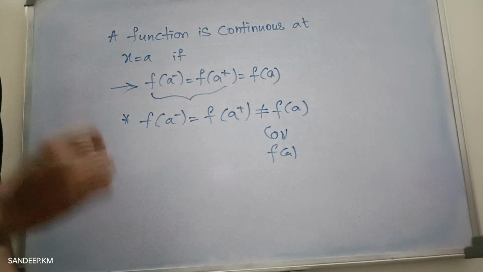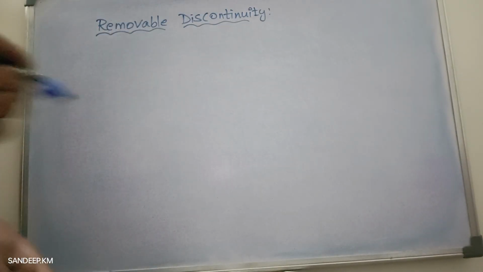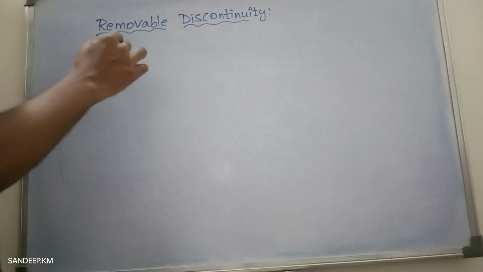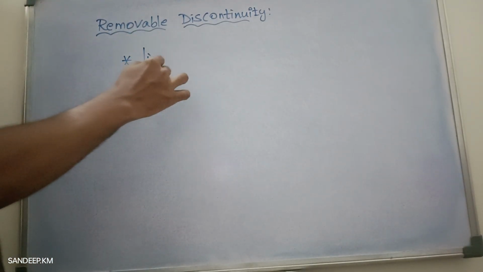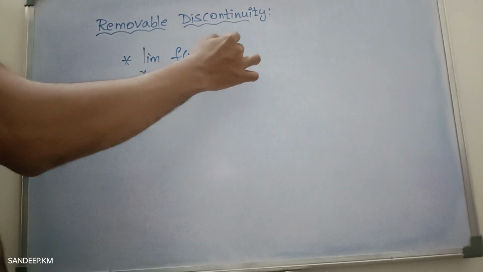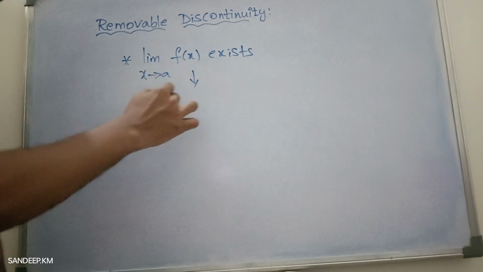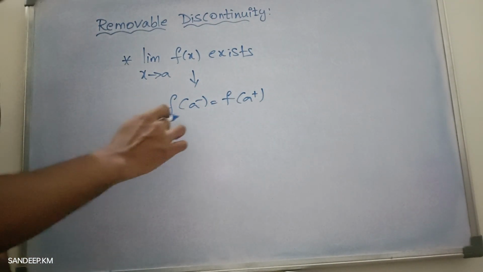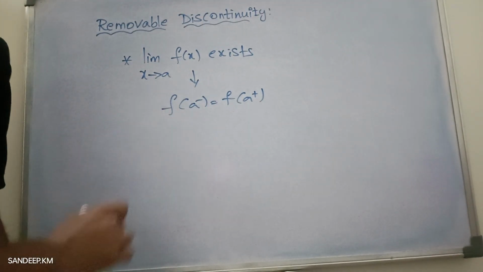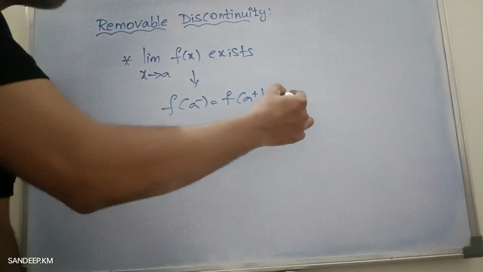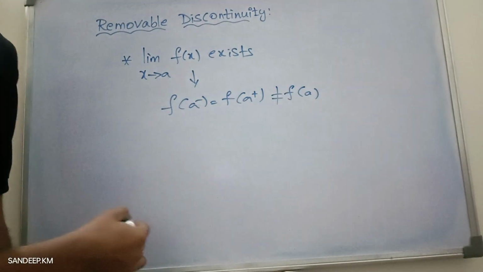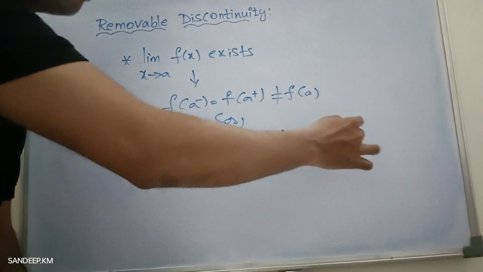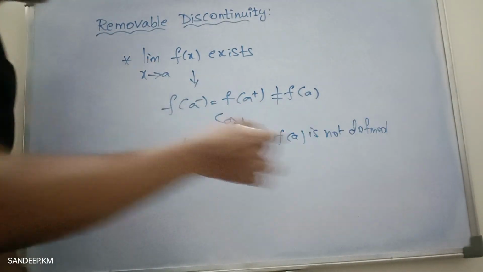First we will start with removable discontinuity. Dear students, in removable discontinuity, the limit of the function exists. What is it? Limit x approaches a, f of x exists. Which means the left hand limit is equal to the right hand limit, but the problem is that this limit will not be equal to f of a in one case, or f of a itself is not defined. So there are two possibilities in removable discontinuity.